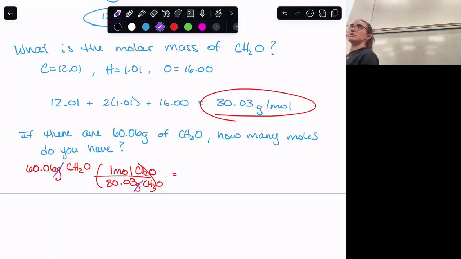Yes, right? I'm asking for how many moles do you have? You're left with your unit of moles. So how many moles of CH2O do you have? You have 2. What questions do we have just from solving from grams to moles? Does that make sense how we use the molar mass in order to do that conversion?